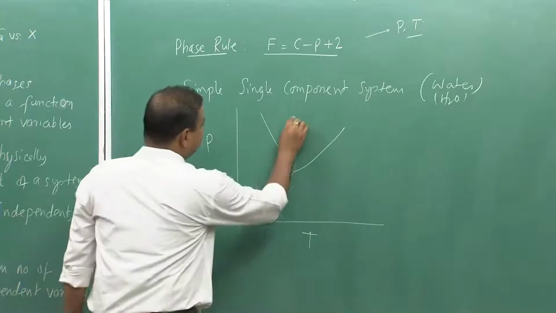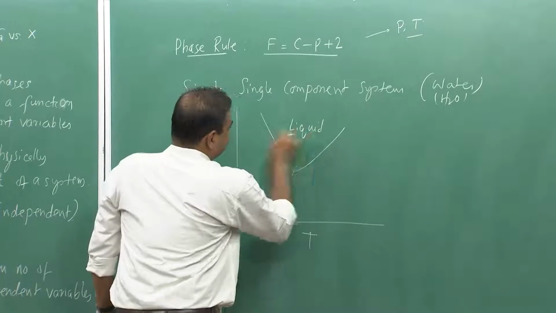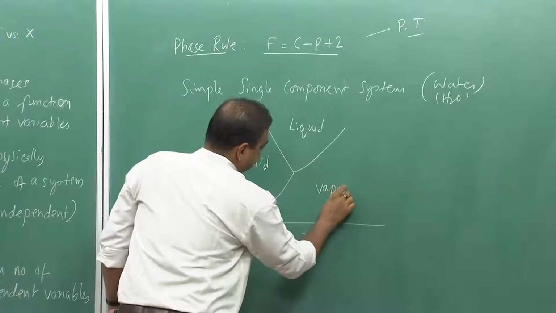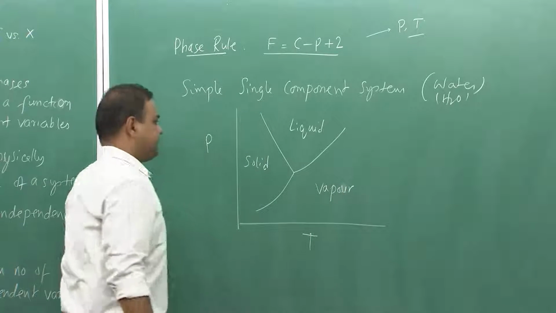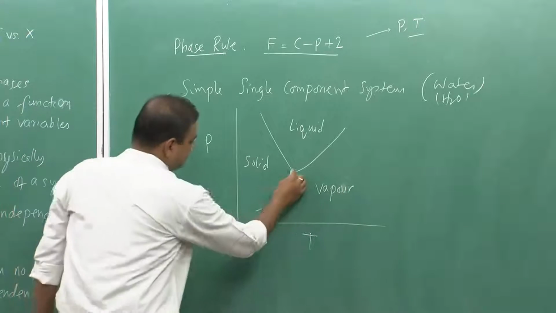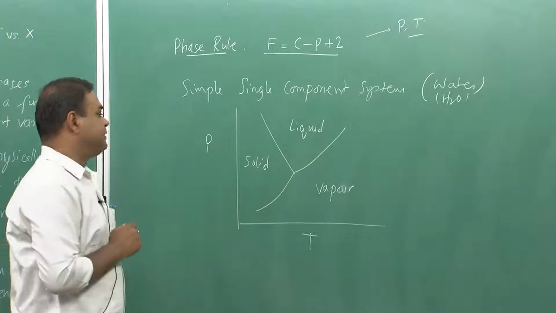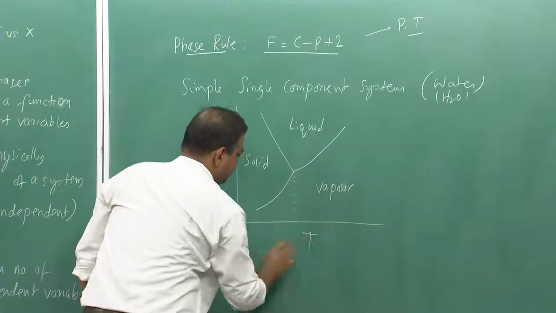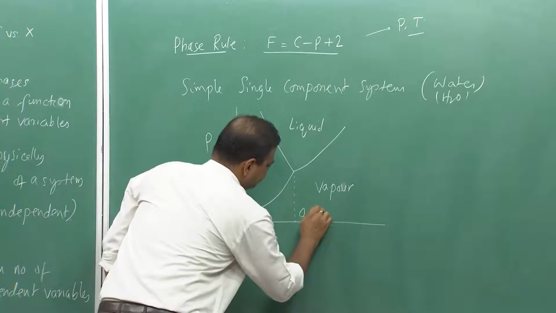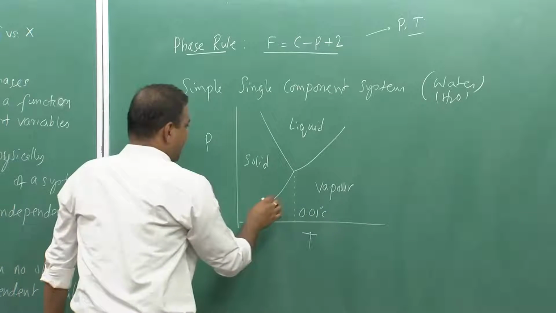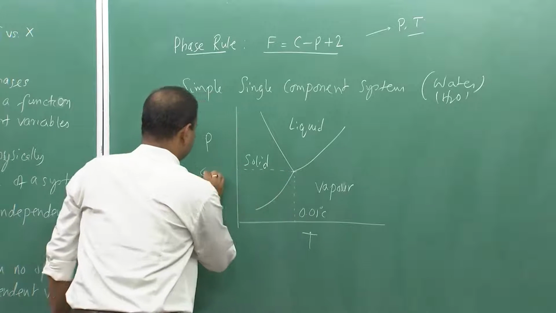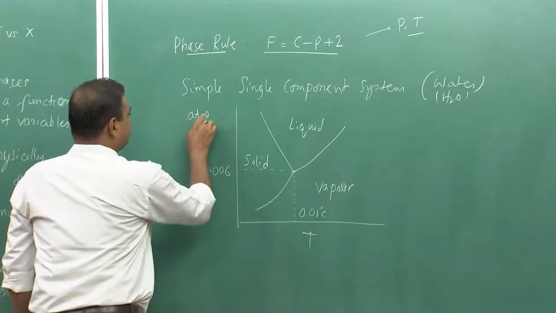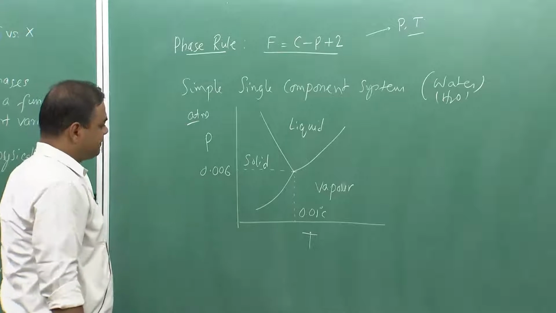And here this is liquid, this is solid, and this is vapor. And now at this particular point, all the solid, liquid, vapor phases can coexist. So, this temperature corresponds to around 0.01 degree Celsius, and the corresponding pressure is around 0.006 atmosphere. So, if I consider it in the form of atmosphere, this is at that pressure.